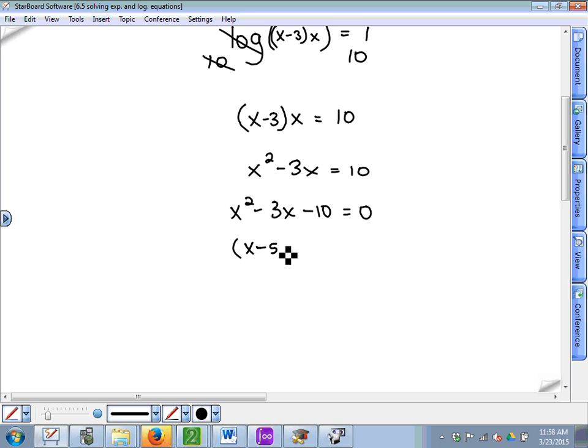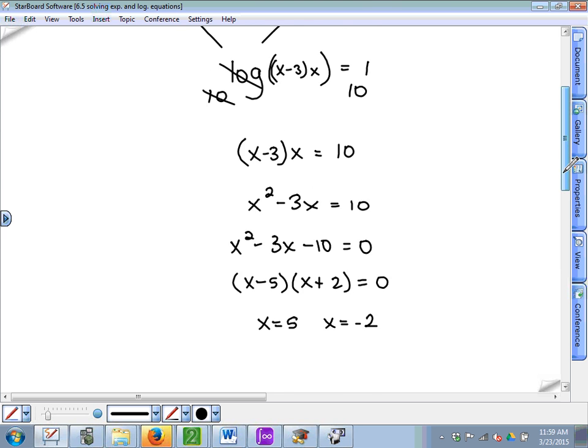x minus 5, say that again, x minus 5. It would just be a minus 5 here and a plus 2 here. So x equals 5, x equals negative 2.